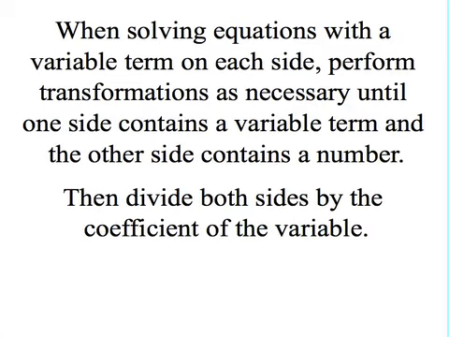To summarize, when solving equations with a variable term on each side, perform transformations as necessary until one side contains a variable term and the other side contains a number. Then divide both sides by the coefficient of the variable.